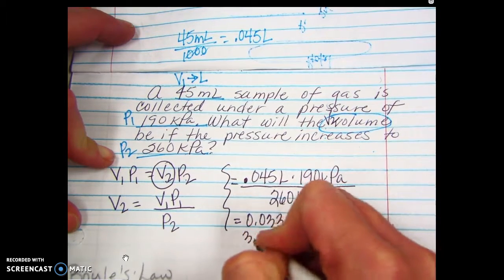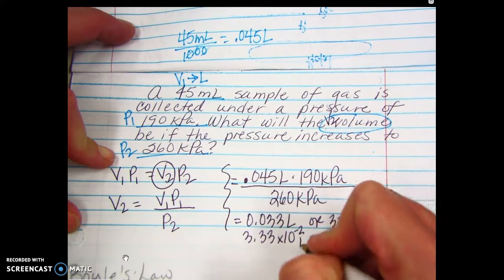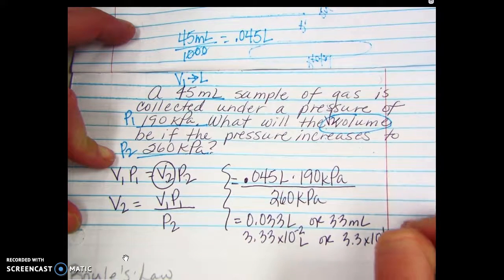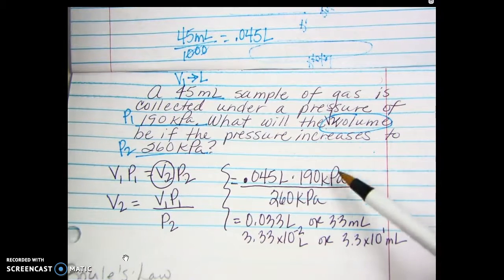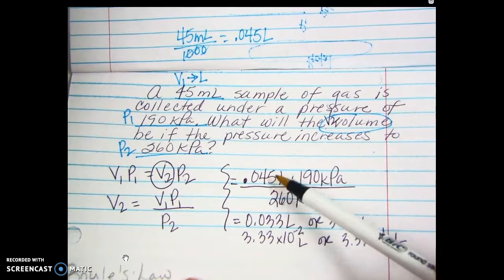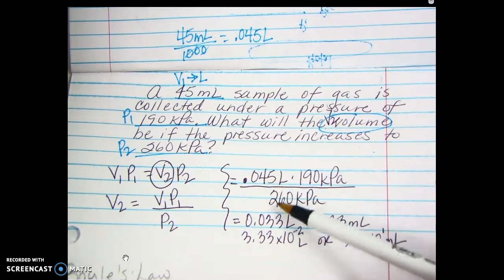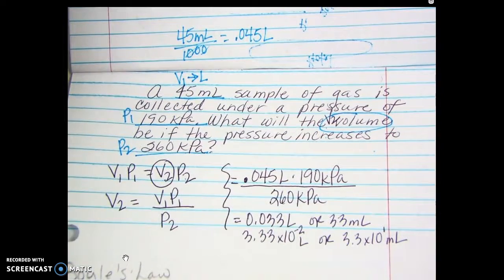If you want to write it in scientific notation, it's 3.3 times 10 to the minus second liters, or 3.3 times 10 to the first milliliters. Okay, so let's see if our answer is correct. Our pressure increased, so therefore our volume should decrease. And we went from 0.045 liters to 0.033 liters. So that looks like it worked. If I'm going too fast, pause the video, rewind, whatever you need to do.